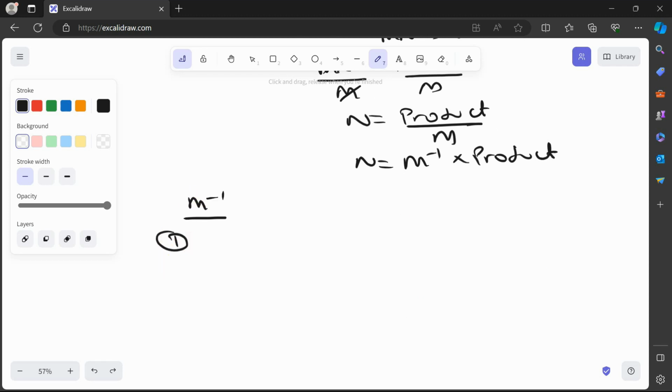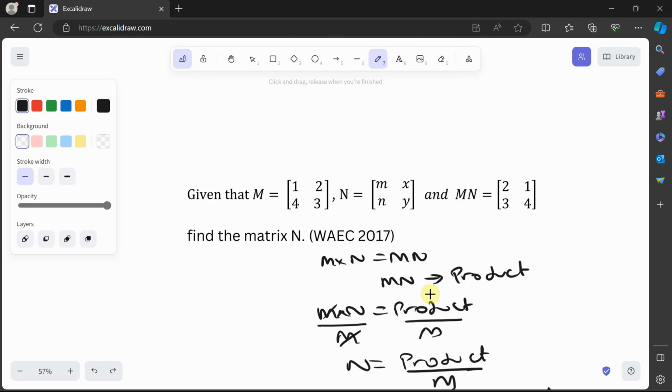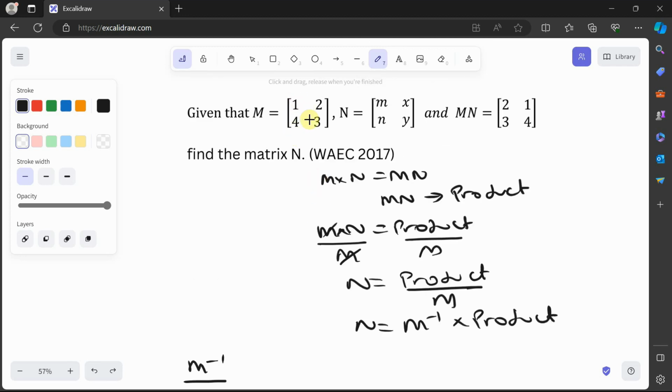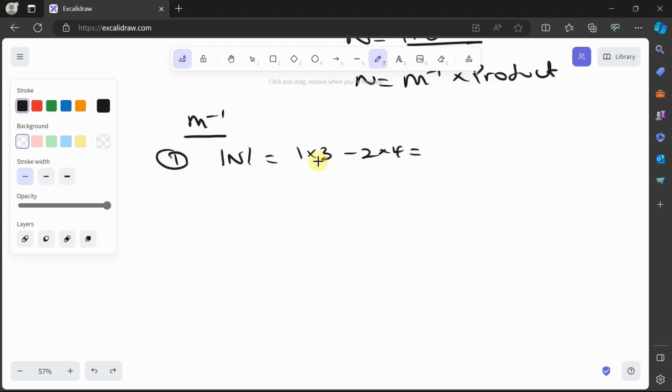Step 1 is to find the determinant. I'm not going to write all of that, but our matrix is 1, 2, 4, 3. So the determinant would be 1 times 3 minus 2 times 4. 1 times 3 is 3, 2 times 4 is 8, 3 minus 8 is minus 5. So our determinant is minus 5.